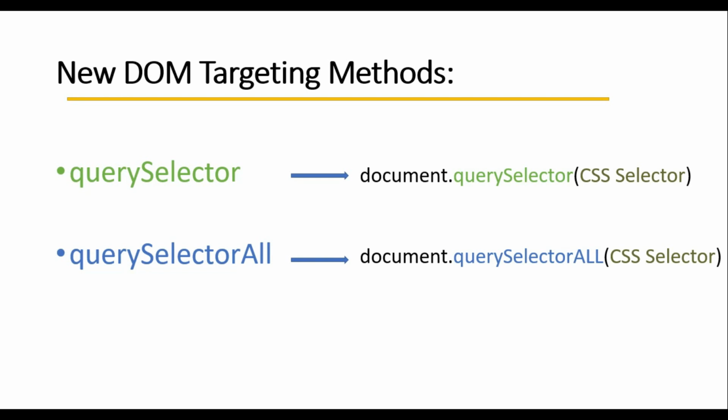Now you may ask, what is the difference between these two methods? The difference is that querySelector will select the first HTML element among many HTML elements, but querySelectorAll will select all HTML elements with the same name. Let me jump over to the exercise file and we are going to take a look at all of these.